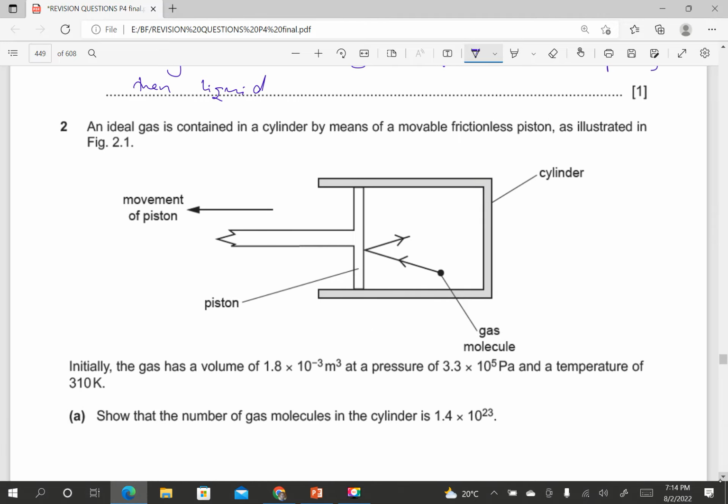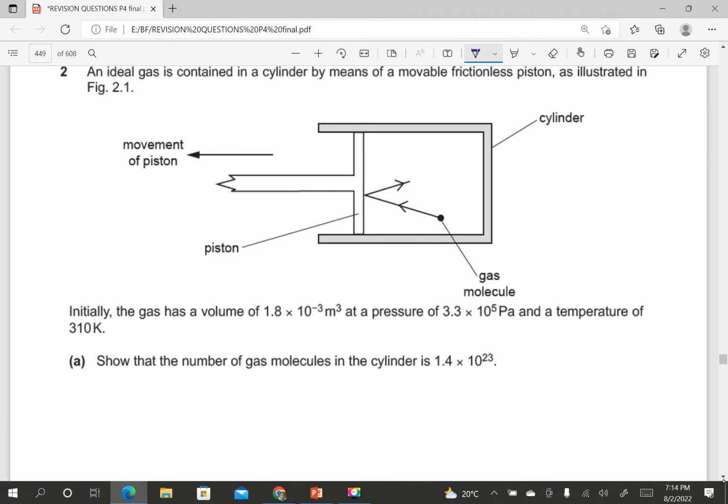Okay, next let's end with this. We shall finish this in part 4. Part 3 will end on this question, on this part here. Show that the number of gas molecules is given by this. The volume initially is that, at a pressure of that, and the temperature is that.